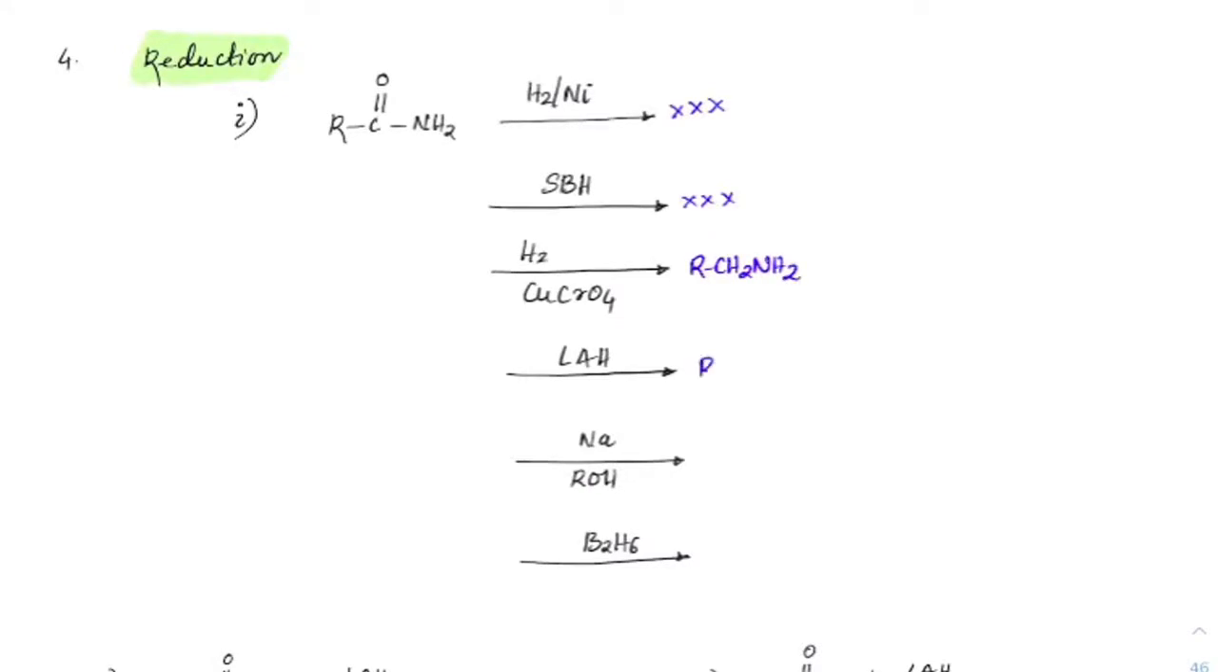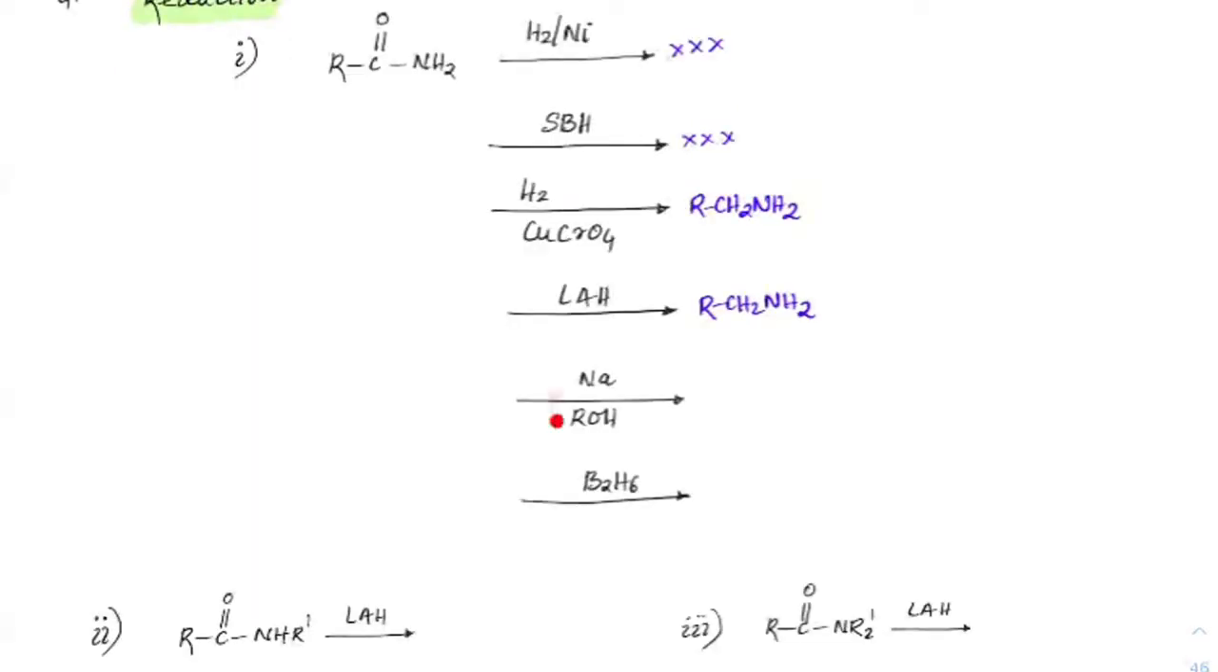Lithium aluminum hydride, we have learned this before. This will also become primary amine. Bouveault-Blanc reduction, sodium in ethanol or alcohol, will also give this reaction. And B2H6 is a specialist for acids and amides. This will also give the reduction reactions.